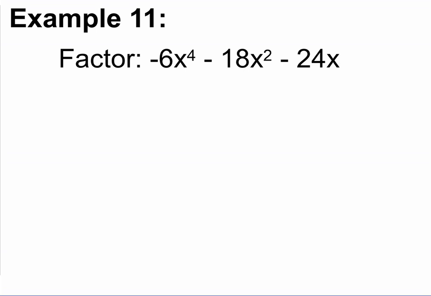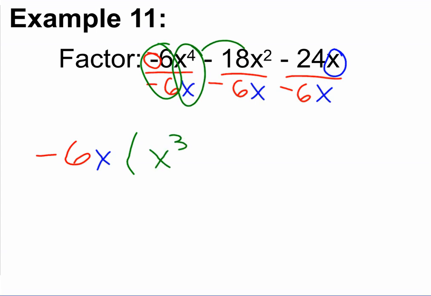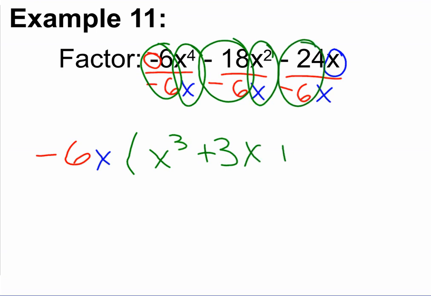So first we do the numbers. Again, I'm noticing I'm starting with a negative, so I'm going to go ahead and GCF out a negative. I know 6 goes into all of these, so I'm going to GCF out a negative 6. For my variables, I look to my smallest amount of x, which is my last term if it's in standard form, which is just x. Now I find my remainder. I'm going to end up with positive 1, x to the third. Positive 3, x. Positive 4, and that is my final answer.